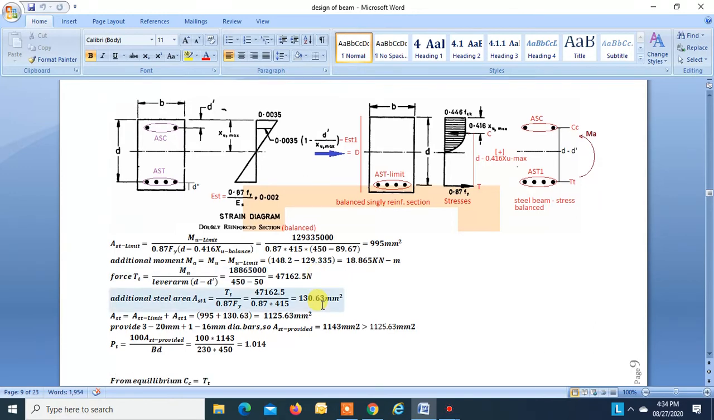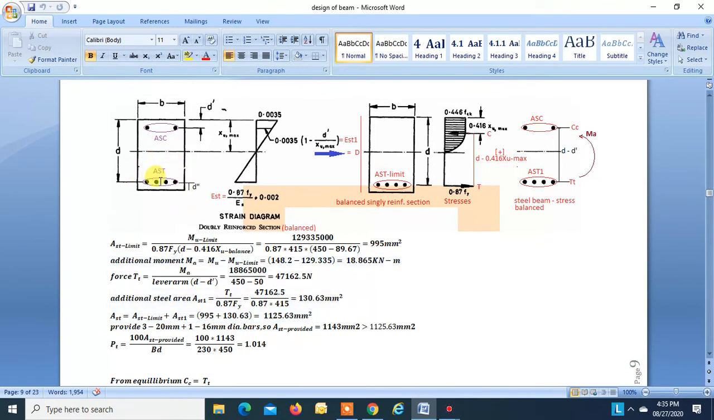So you get 47162.5 N. Now we can find the additional area AST1 very easily. TT is equal to 0.87 fy AST1. So AST1 is equal to TT divided by 0.87 fy, that is equal to 130.63, right? Now when you add up this AST limit and the AST1, you get the total AST.